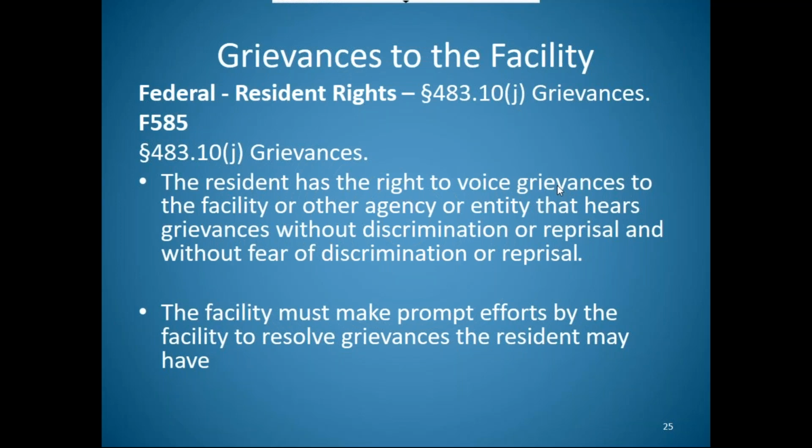They have to understand that you are open to hearing what they have to say and that you're not going to discriminate or retaliate because they are bringing problems to your attention. And number two, you have to gain their trust by making sure that you attempt to resolve grievances. Now, some grievances cannot be resolved.